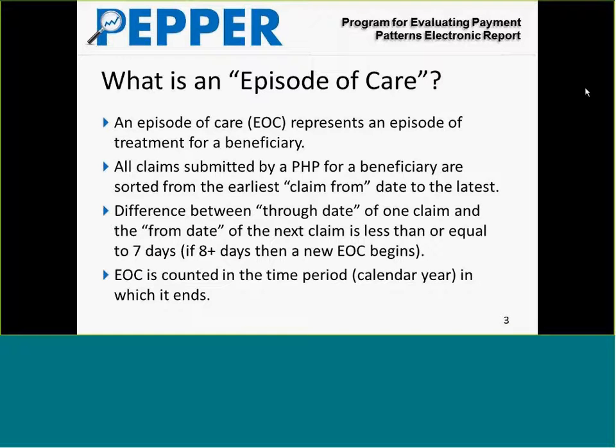To identify an episode of care, we obtain all the claims submitted by that provider for a beneficiary, and then we sort them from the earliest claim from date to the latest. There must be no break in service of more than 7 days between one claim and the next. If there is a gap between one claim's through date and the next claim's from date of 8 or more days, then that is considered to be a break in service. The first episode would be ending, and we would count that as the beginning of a new episode if there's a gap of 8 or more days.